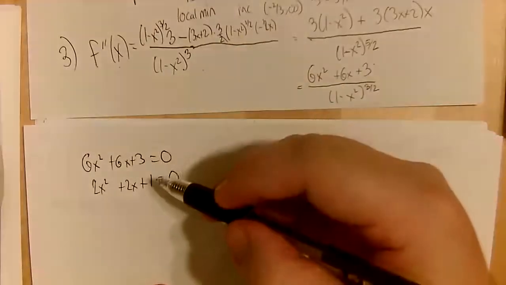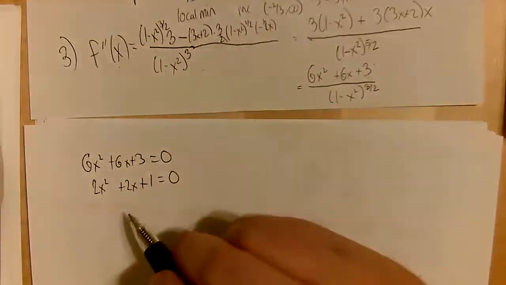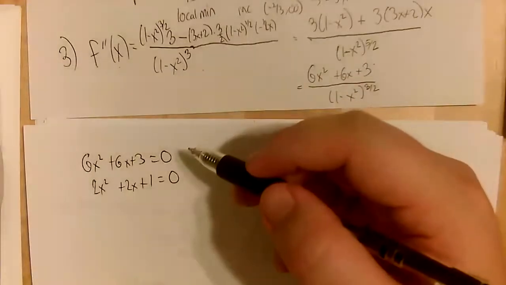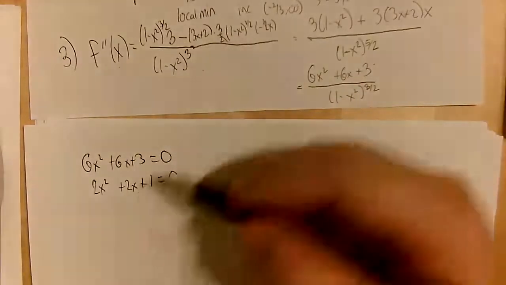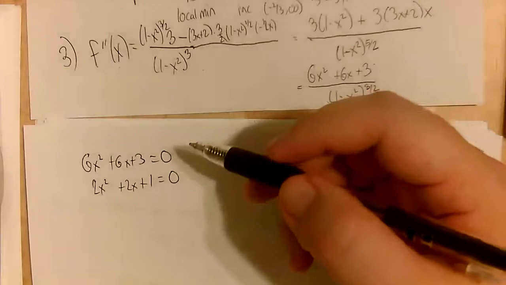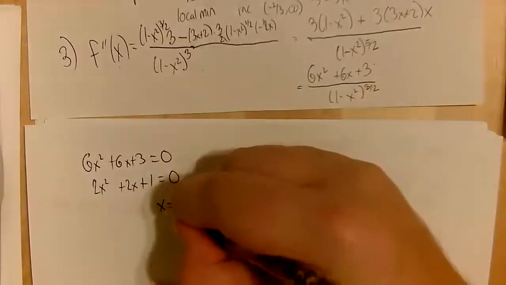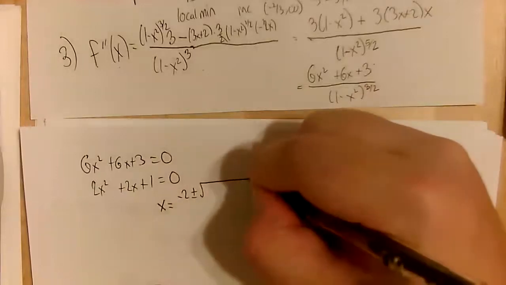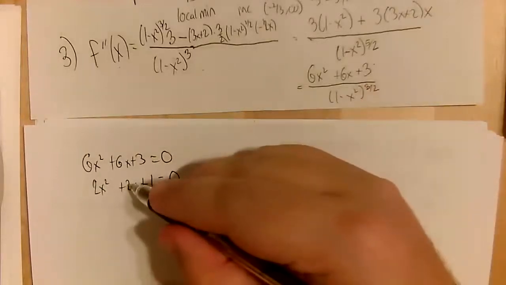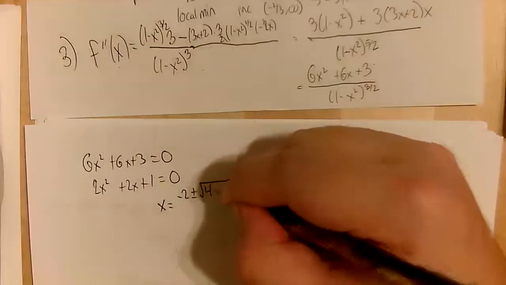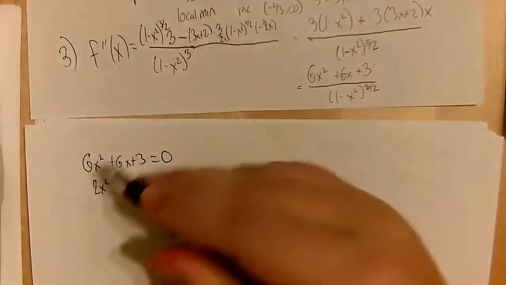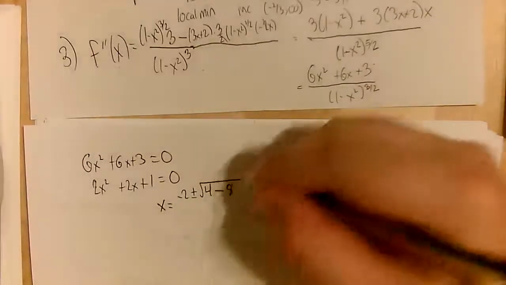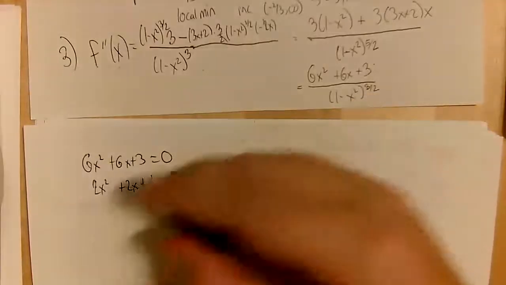All right, and then looking at this, let's see here. I think I'm going to need to use the quadratic formula for this one. We have x is going to be negative b, so negative 2, plus or minus the square root of b squared, so 4, minus 4 times a times c, so 8, all over 2a.